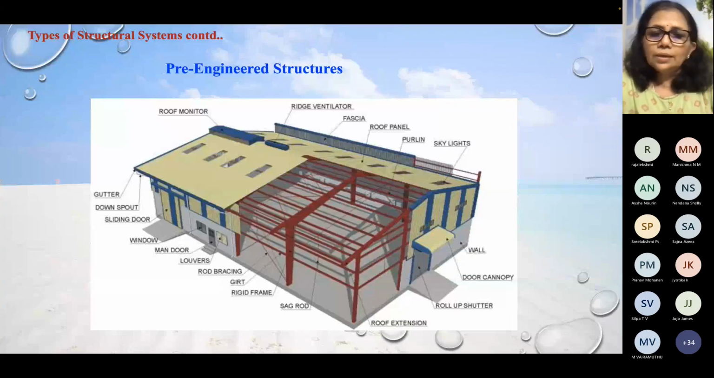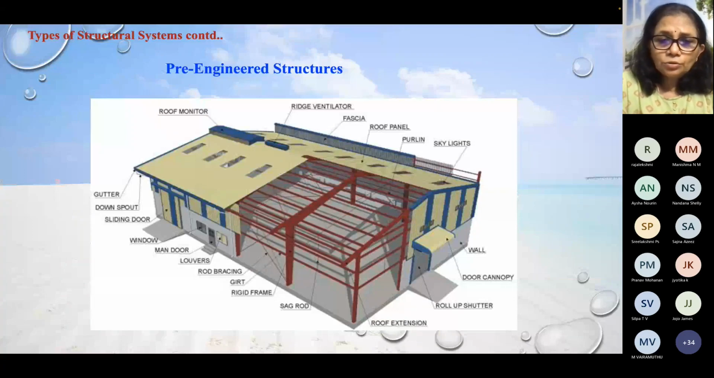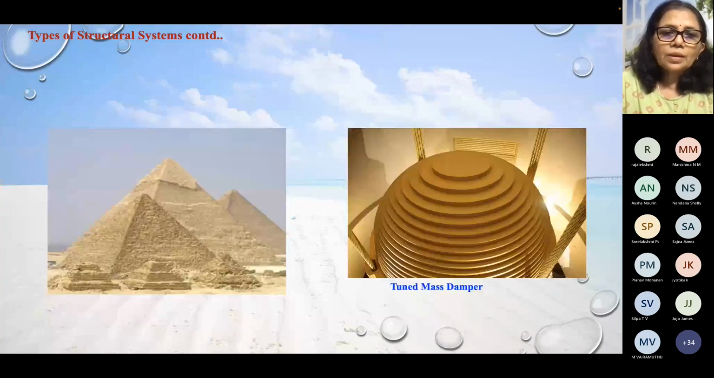pre-engineered structures using precast members, steel members, even glass shades. You can use it. So many facades you can use. You can make use of those glass panels also. So it's a very recent development in India, and it is now being used widely.